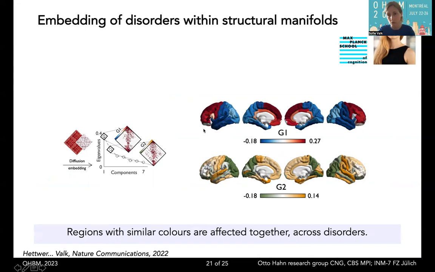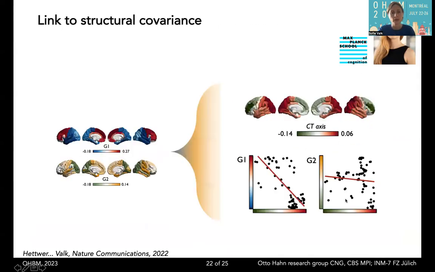So the first gradient, which was the main explainer of the variance across disorder, differentiated more temporal but also posterior regions from frontal regions, whereas the second gradient you see here is more posterior versus motor and the superior temporal areas. Indeed, again, we found a link to structural covariance, which I think is super interesting because it means that regions that are affected at the system level across disorder also link to this group level covariation, which again links to shared maturational and genetic effects, but also maybe even to these laminar profiles that I discussed earlier.